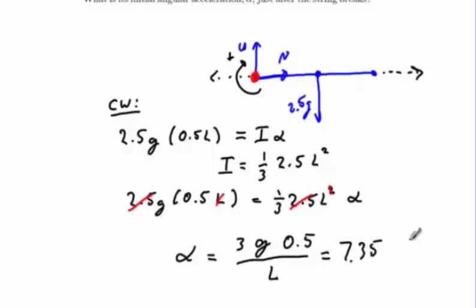Because the prior equation was all in MKS units, we recognize that alpha must also be in MKS units, which for an angular acceleration, the natural units are radians per second squared.